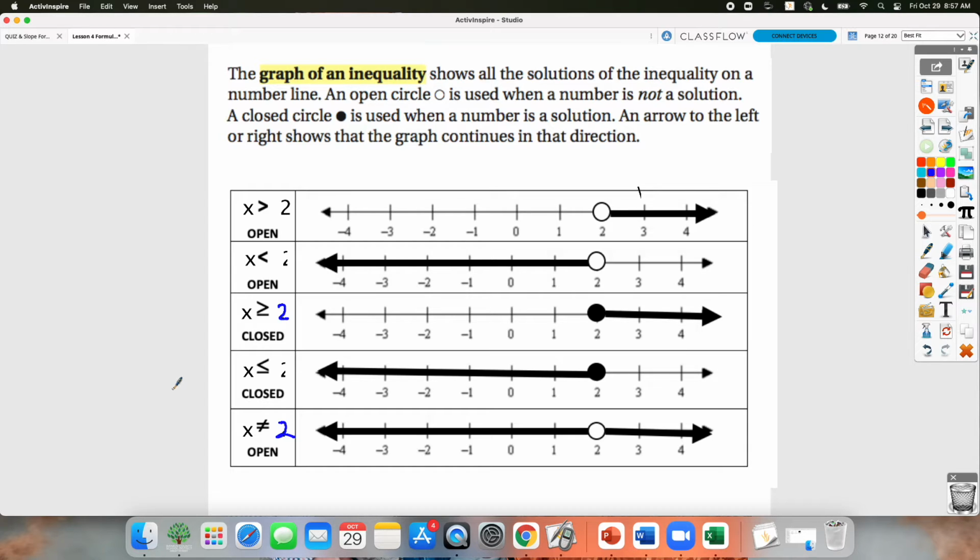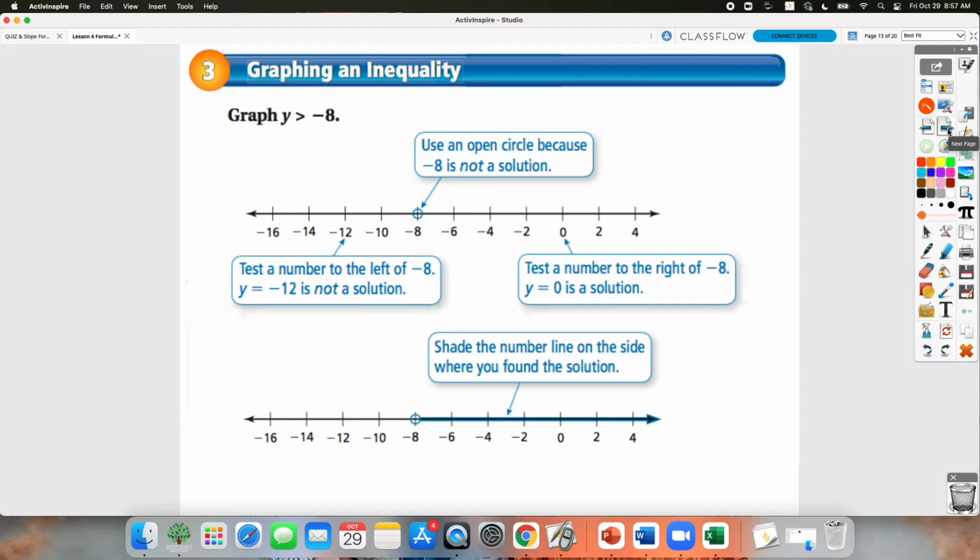Okay, so flip into the back of your paper. We're going to be graphing some inequalities now.